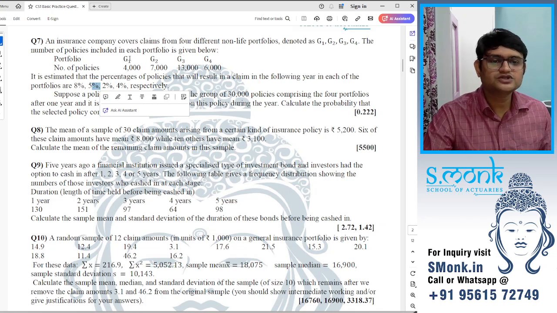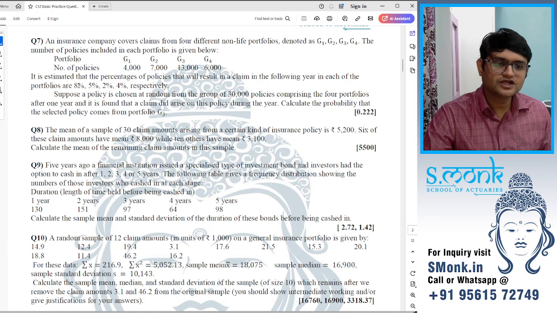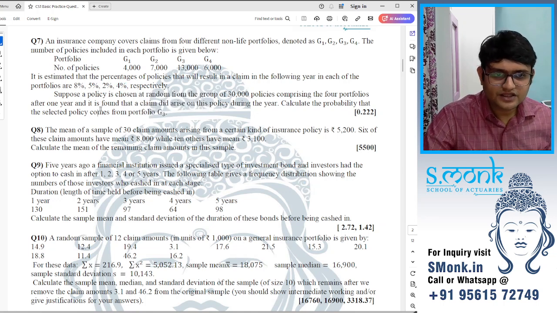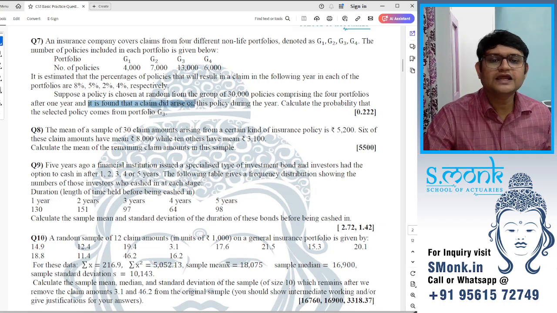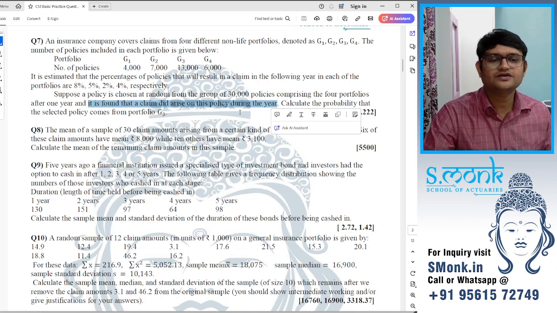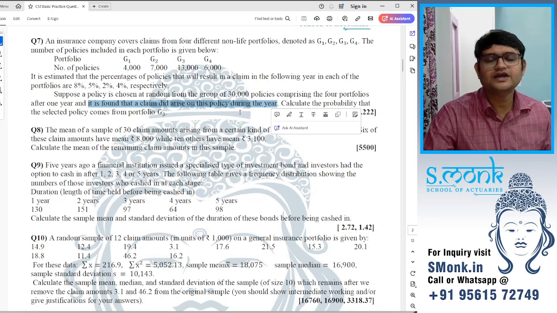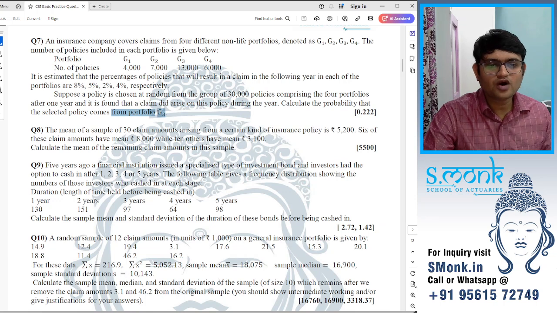You can say claims given G1 is 8%, claims given G2 is 5%, claims given G3 is 2%, claims given G4 is 4%. Now we are saying that it is found that a claim did arise on this policy during the year. So the policy that we selected has a success. A claim did arise in it. Now we have to calculate the probability that the policy came from the portfolio G3.